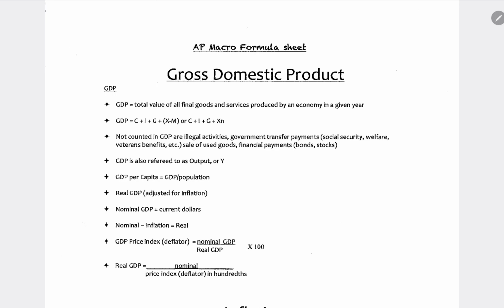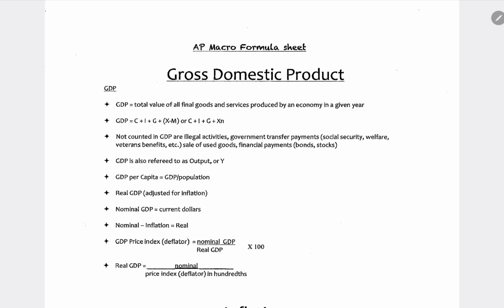Now, the most accurate calculation of a nation's health is actually GDP per capita, which is GDP over the population, right? And we also have real GDP, which is adjusted for inflation, and nominal GDP, which is not adjusted for inflation. Nominal GDP is in current dollars, and nominal minus inflation is the real GDP.